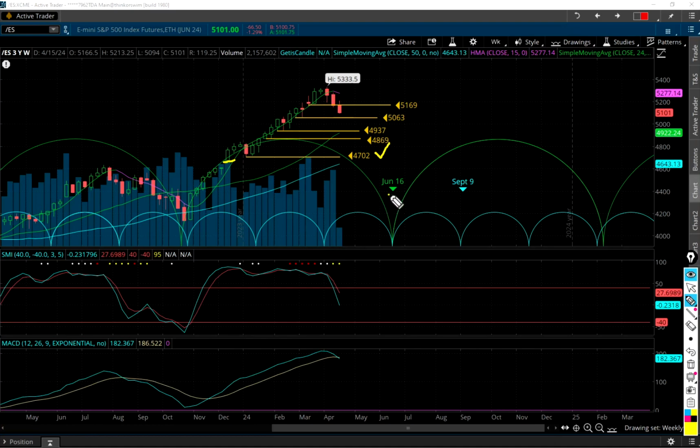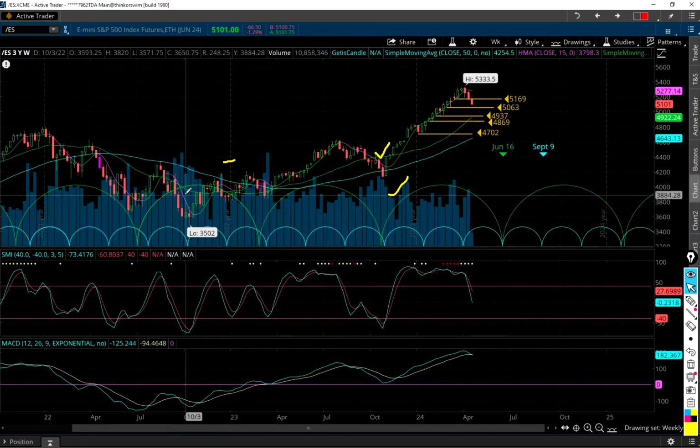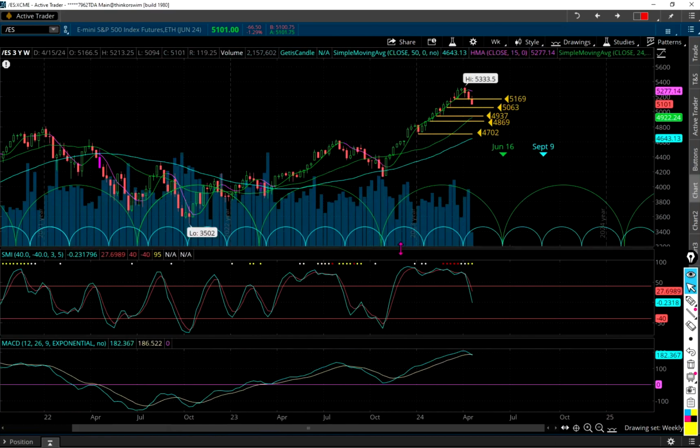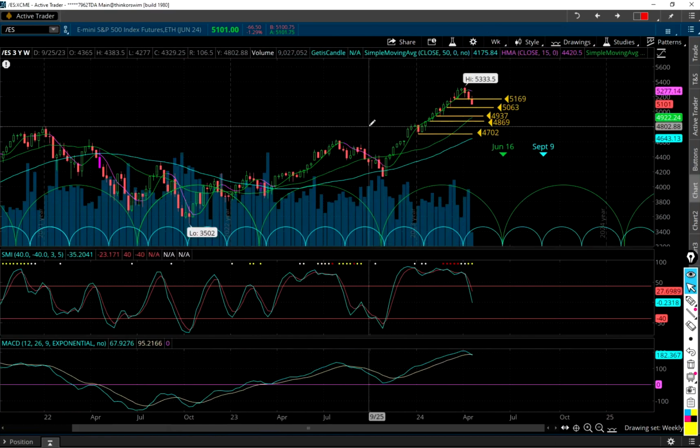There is the middle of June cycle low, which still looks really solid to me. All right, hasn't changed, still looks solid. Okay, let's look at my trade and then we'll look at the daily.